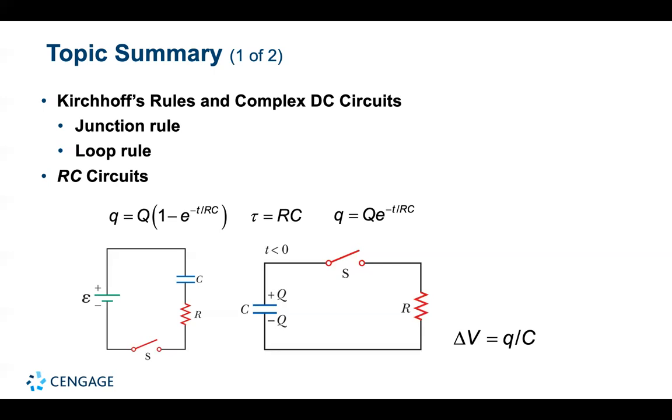A simple RC circuit consisting of a charged capacitor in series with a resistor discharges according to the third equation here. Problems can be solved by substituting values for Q, small q, capital Q, t, or tau into these equations. The voltage delta V across the capacitor at any time is obtained by dividing the charge by the capacitance. Using Kirchhoff's loop rule yields the potential difference across the resistor. Ohm's law applied to the resistor then gives the current.